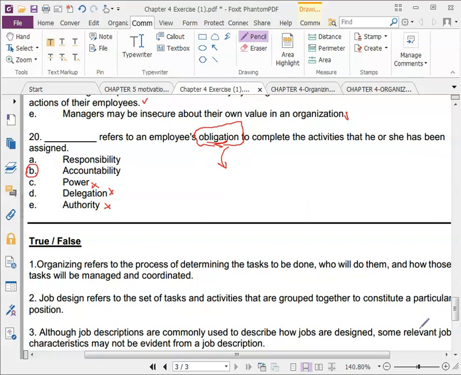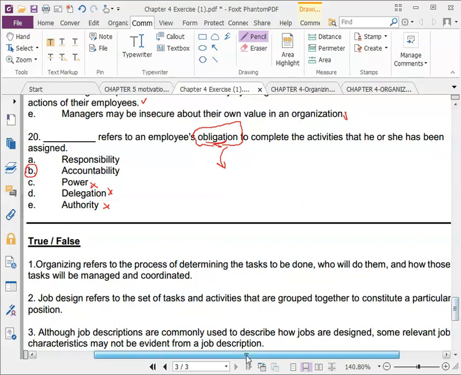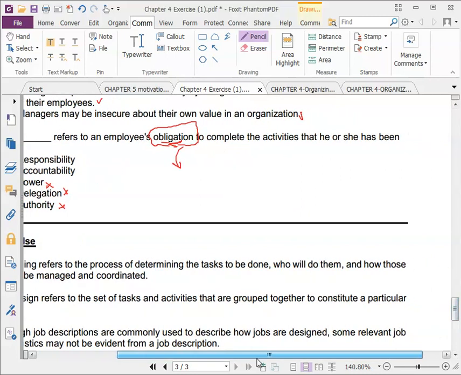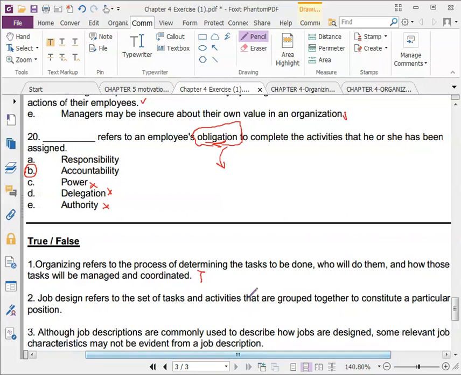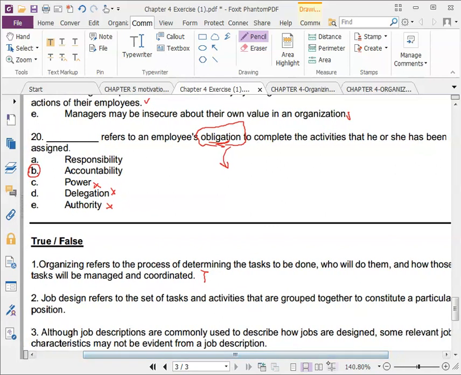Okay. So number one, organizing refers to the process of determining tasks to be done, who will do them, and how the tasks will be managed and coordinated. Is that true? Is that true, class? Yes, that is the answer. That's true. Job design refers to the set of tasks and activities that are grouped together to constitute a particular position. Is that true? All right, very good.